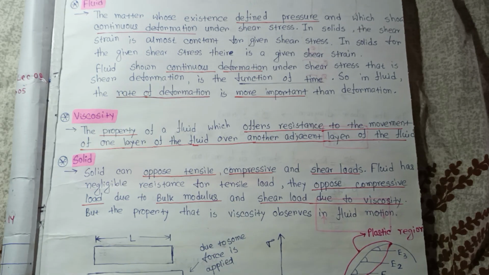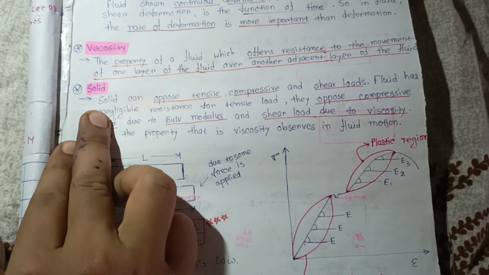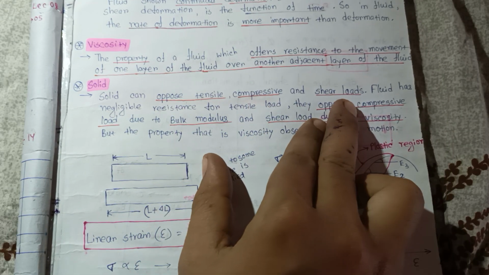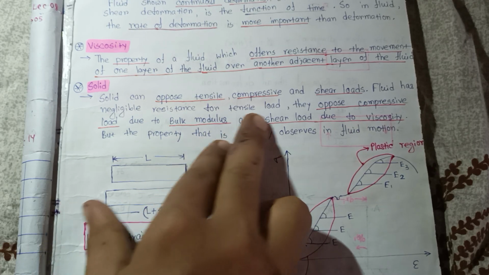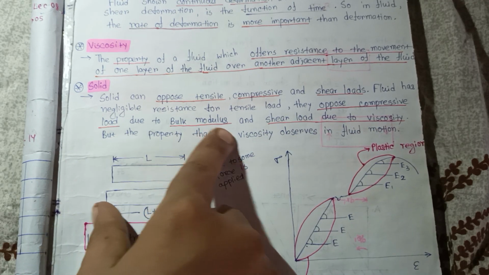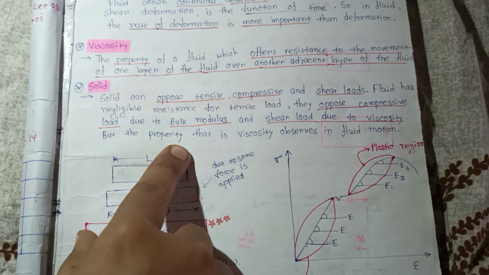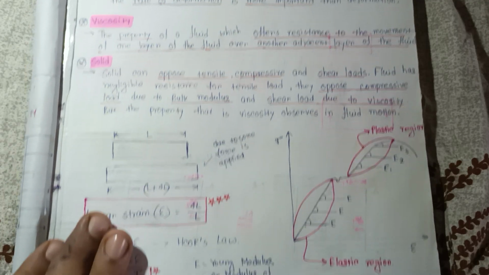Okay, now we have to focus on the solid. Solid can oppose tensile, compressive and shear load. Fluid has negligible resistance for tensile load, so they oppose the compressive load due to bulk modulus and shear load due to viscosity. But the property, that is viscosity, is observed in fluid motion. So let's try to understand this.